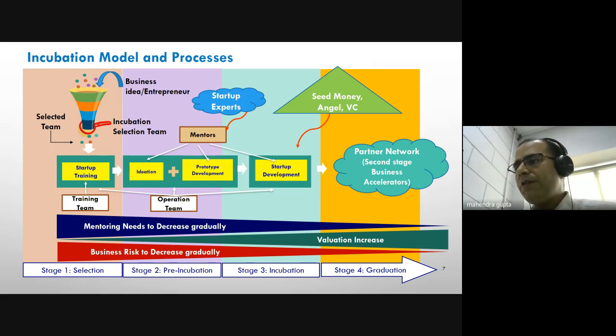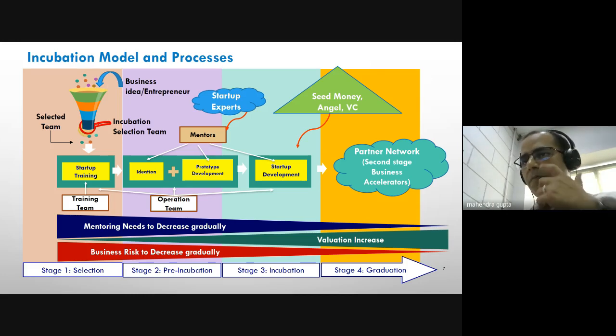Can I cover this question in the next slides? When I come to the case study side, I will help you understand in a better manner. All right, and graduation is a very important part. If your startups are not graduating, it means your incubation programs have certain challenges in them.